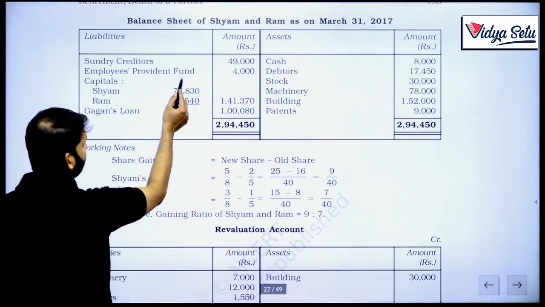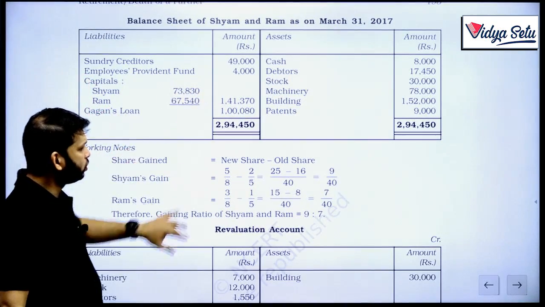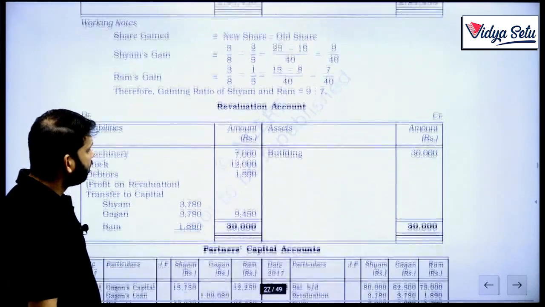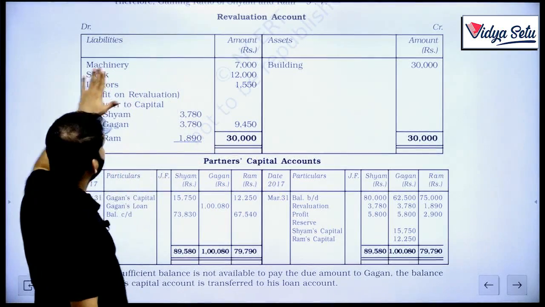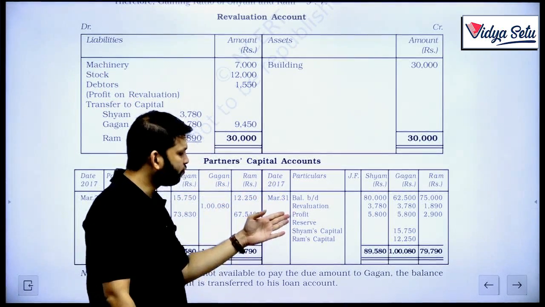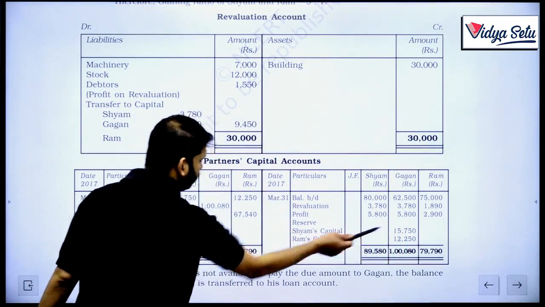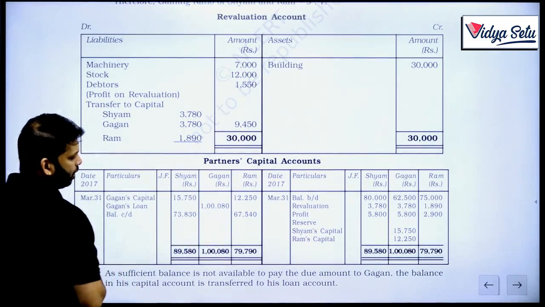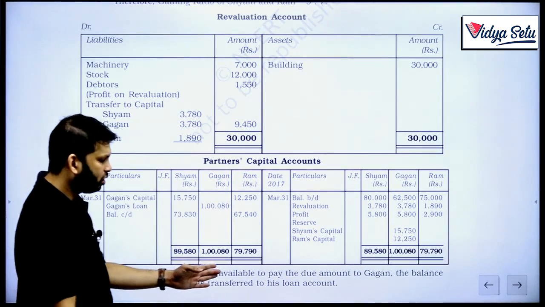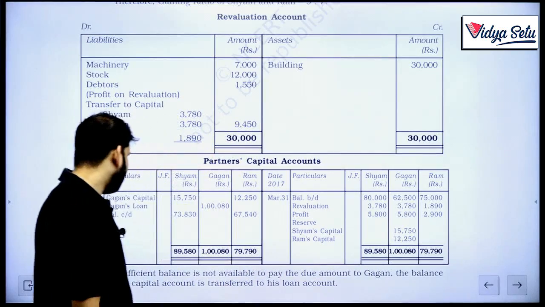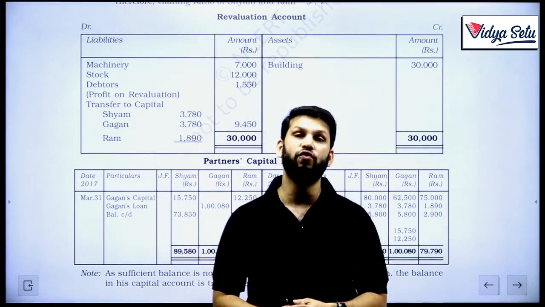Employees' provident fund, I told you it's an external liability, the partners cannot divide it. Capitals, Gagan's loan, the rest all the things you know, and this is our loan account and partners' capital account. Building, machinery, capital balance, revaluation profit, reserves, Shyam's capital. So this is the goodwill amount that is being given to him and taken out of the giving partners. Whatever is the balance for him will be in loan, and you can see the note: as sufficient balance is not available to pay the due amount to Gagan, the balance in his capital account is transferred to the loan account. You have to be very, very careful and vigilant about this.